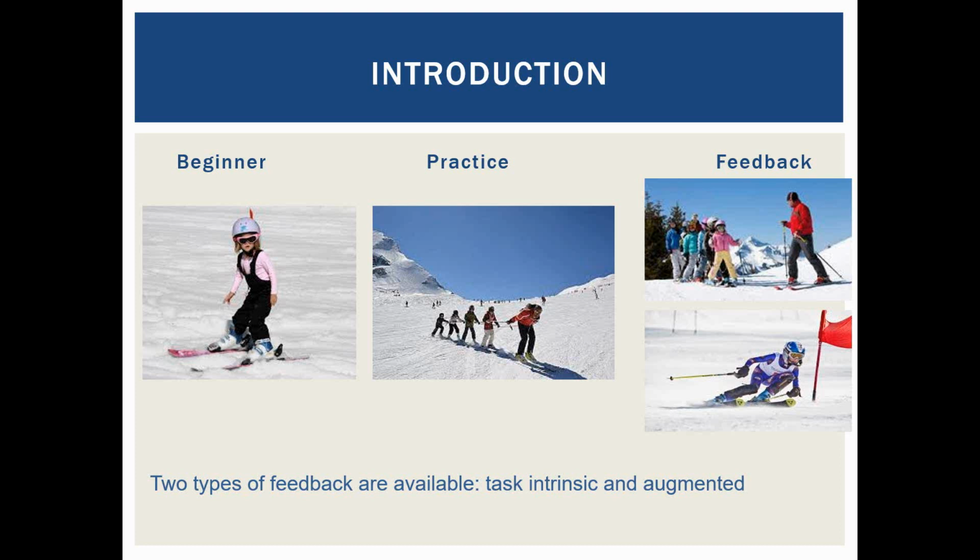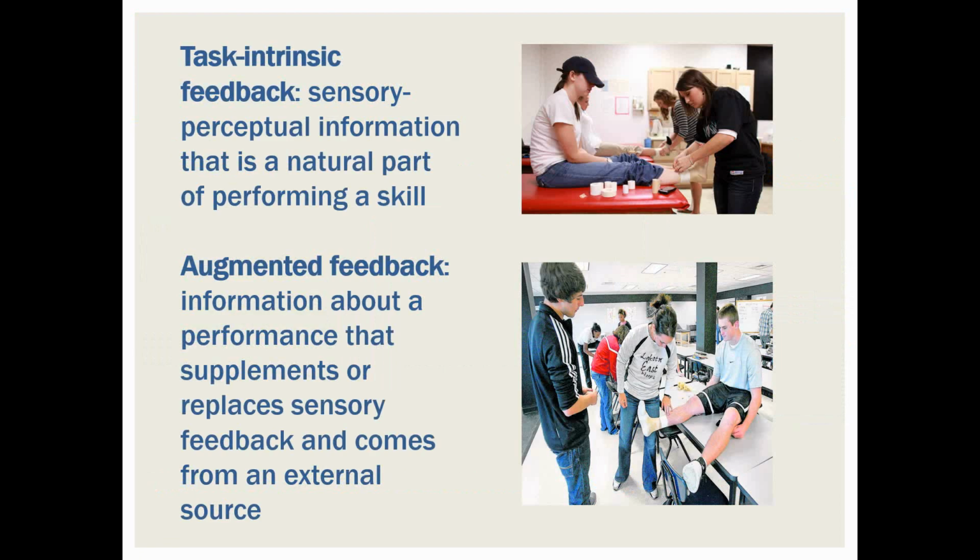And there's 2 types of feedback that we commonly use. There's task intrinsic feedback on one hand, and there's augmented feedback on the other. So task intrinsic feedback is all of the sensory perceptual information that's just a natural part of performing a skill, right? When you're trying to tape someone's ankle, you are getting sensory information that's proprioceptive information, tactile information, but you're also getting visual information on whether you're performing that skill correctly.